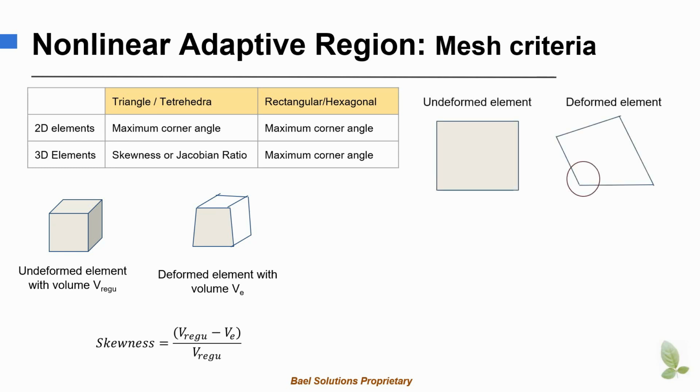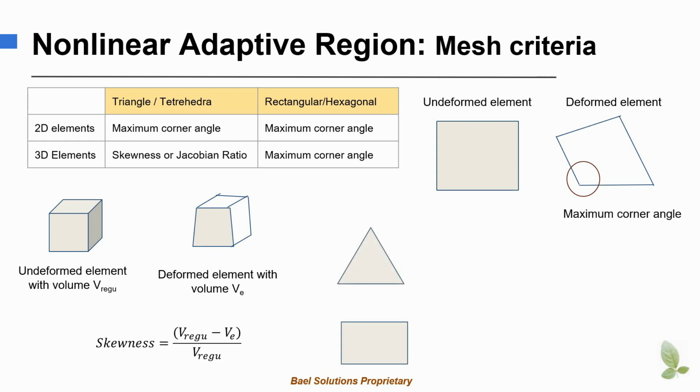The second pair of figures explain the maximum corner angle. We know that in a perfect rectangle, all the four corner angles are right angles. As the element gets distorted, the corner angles change. A distorted rectangle is shown in the figure. The largest of the four angles is the maximum corner angle of a distorted element.